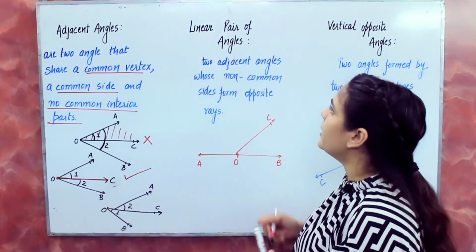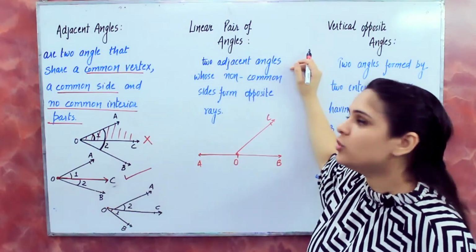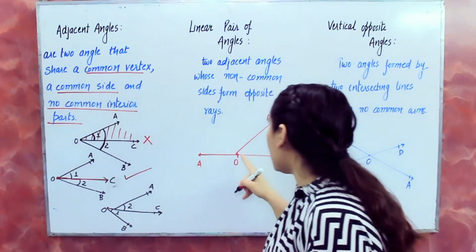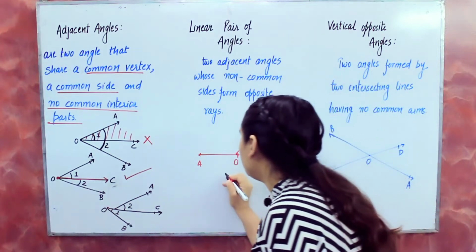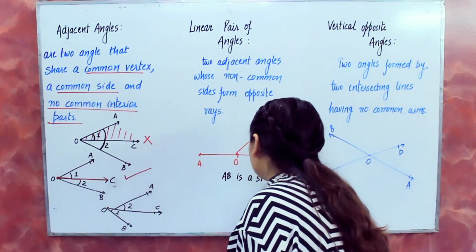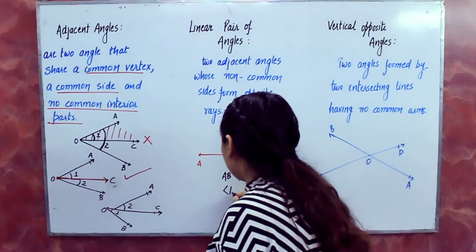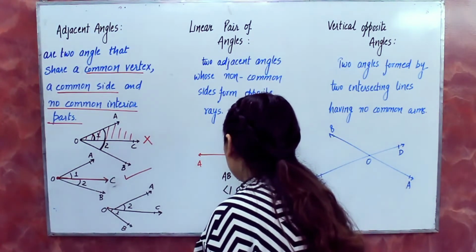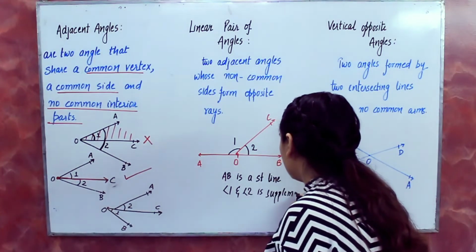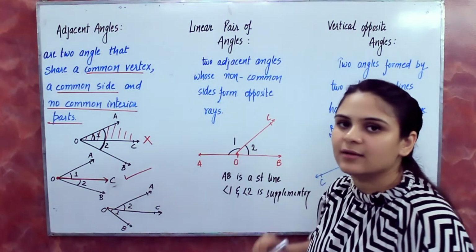Second one is linear pair of angles. Linear pairs of angles are two adjacent angles whose non-common sides form opposite rays. In this case, OA and OB are opposite rays. That means AB is a straight line and this angle 1 and angle 2 are supplementary, meaning their sum is equal to 180 degrees, and they are adjacent angles also.